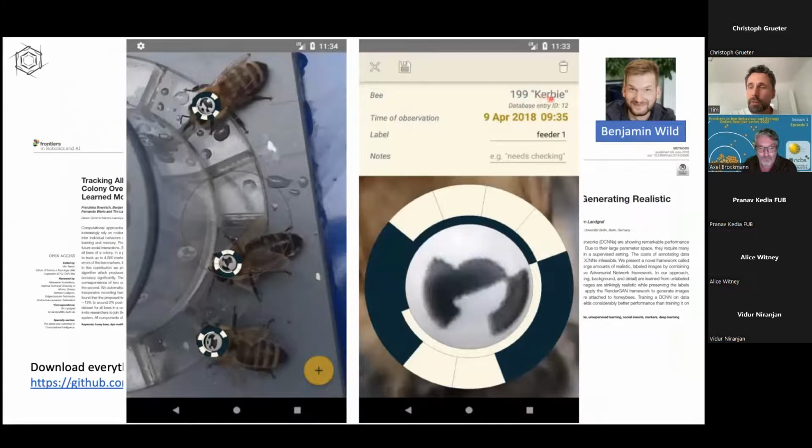Benjamin Wild, another PhD student, has come up with another machine learning model that generates bee names that may sound like Kirby or Barbie, but it has to be a bee pun. Otherwise, it won't be a valid bee name.